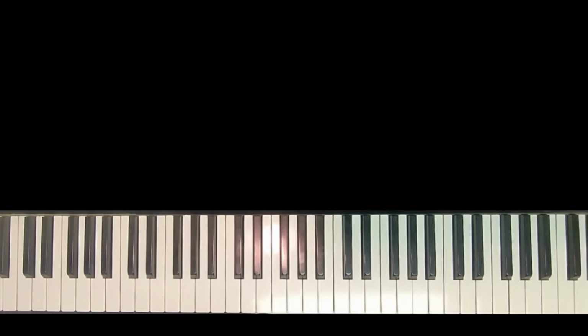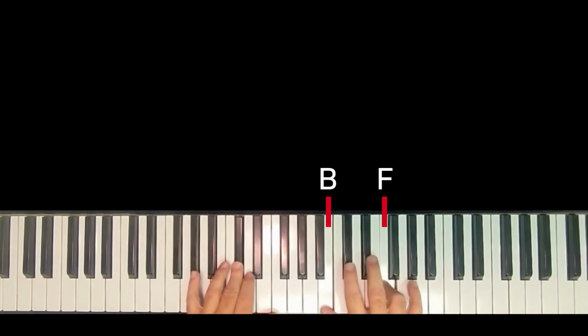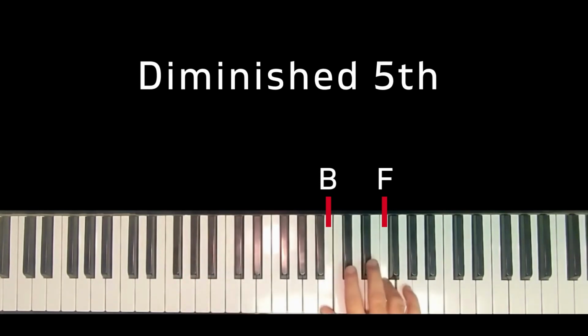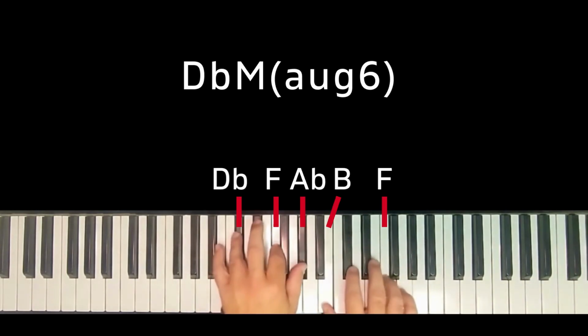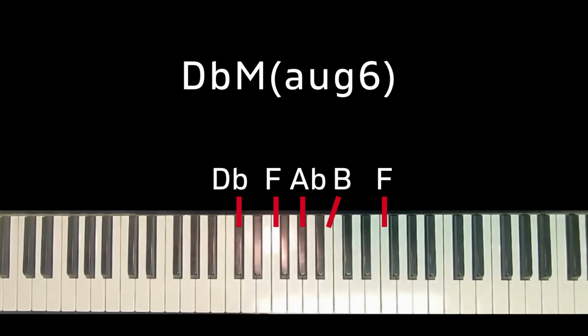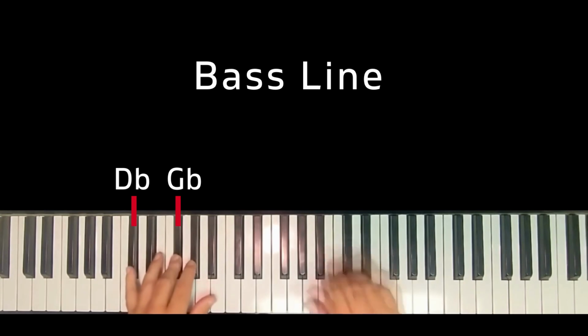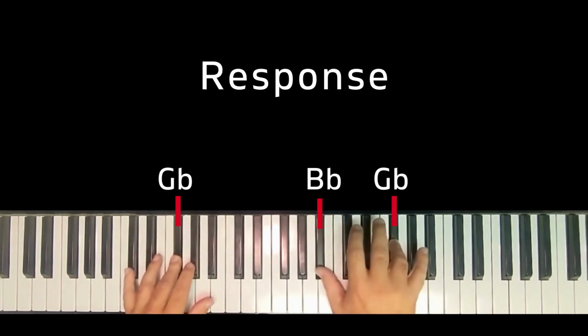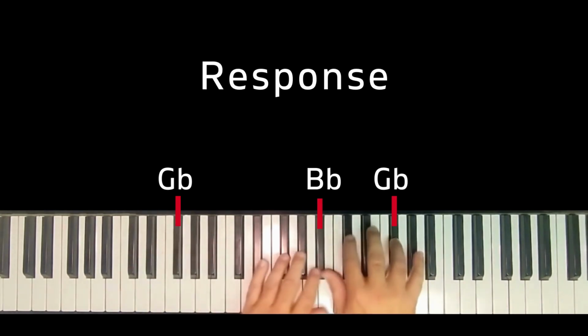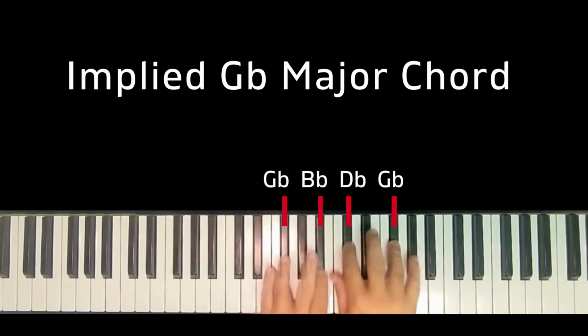But then on the second response of the words "Big Block," we have a B natural and F natural. So the response is a harmonized diminished fifth. This implies a D flat major with an augmented sixth. Not what you'd expect. Next, the bass line stays on D flat but down an octave, then moves up to G flat with the response B flat and G flat, implying a G flat major chord.